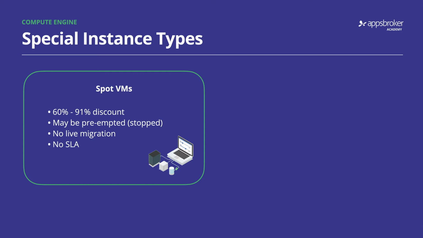But if you have workloads that can survive these sorts of interruptions, things like batch processing for example, they are an extremely cost-effective way of using Compute Engine.